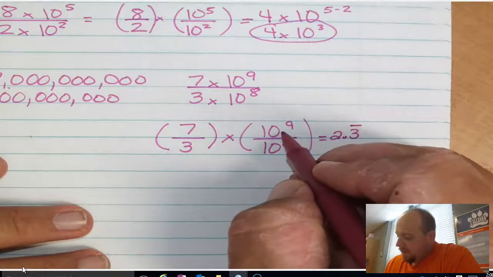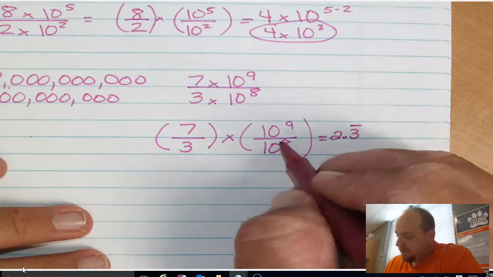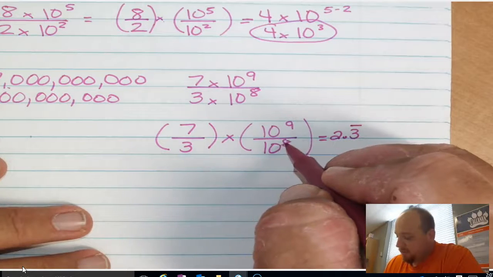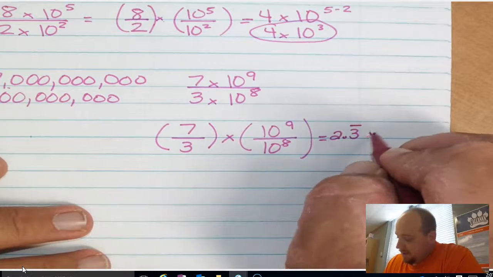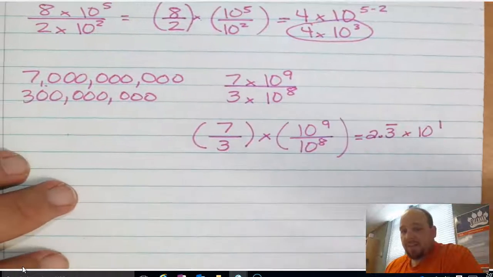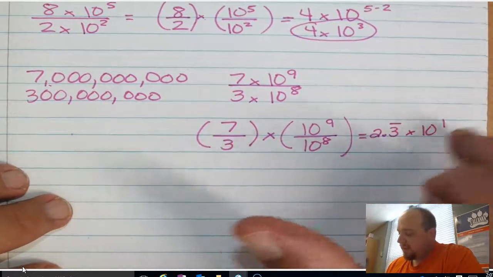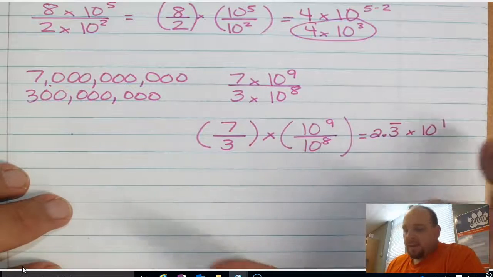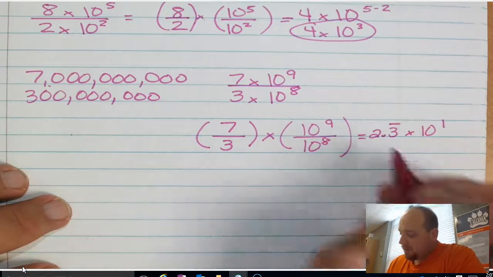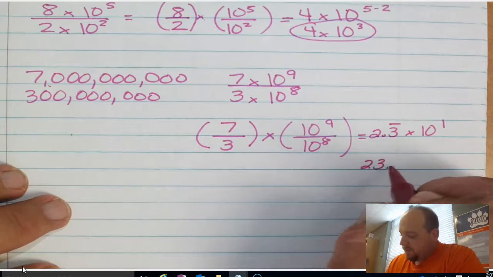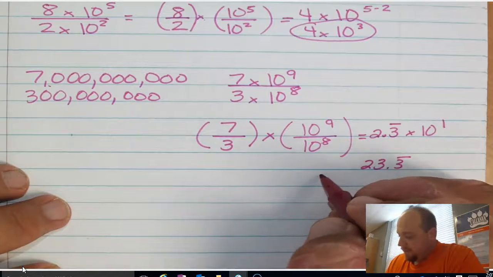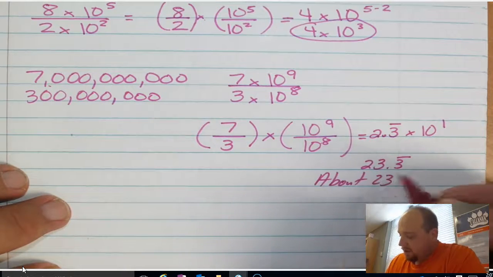All right. Again, when I'm dividing powers with the same base, with exponents, I subtract. So I'm going to take 10 to the 9th and subtract 8 from 9, and so I'm going to get 1. So I'm going to have 10 to the 1st power. But when we think back to that original question, I asked how many times larger it is. So right now I have 2.3 times 10 to the 1st. If I wanted to find out how many times larger, I'd have to think back to, well, I have 10 to the 1st. Where would I move that decimal? The decimal would move once to the right, and so then I would end up with 23.3 repeating. Okay. So the population was about 23 times larger.